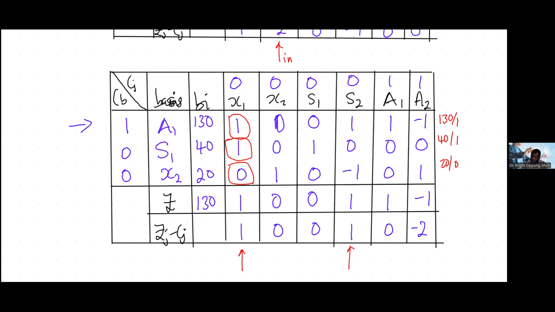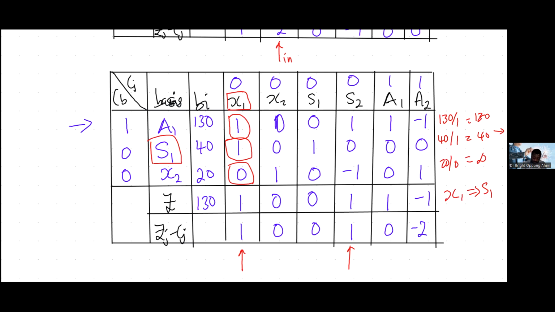And this one will be 130, this one will be 40, this one will be infinity, right? This means that X1 must go in to replace S1, so that this goes out. But our aim is for us to let A1 leave the solution basis.